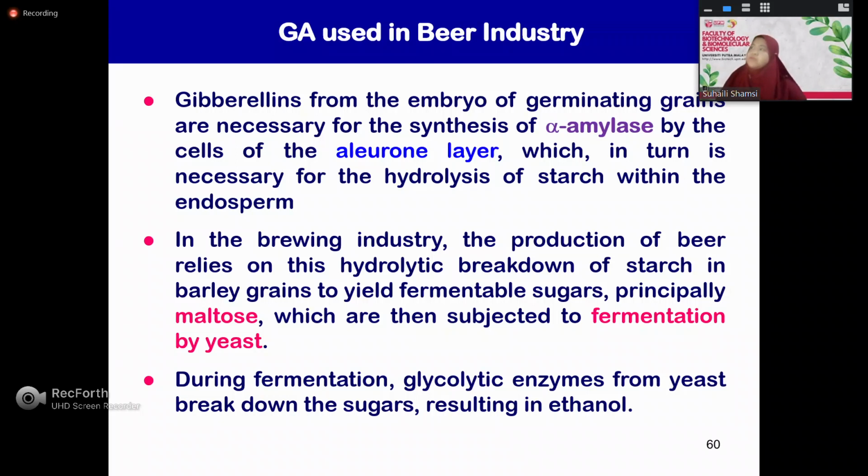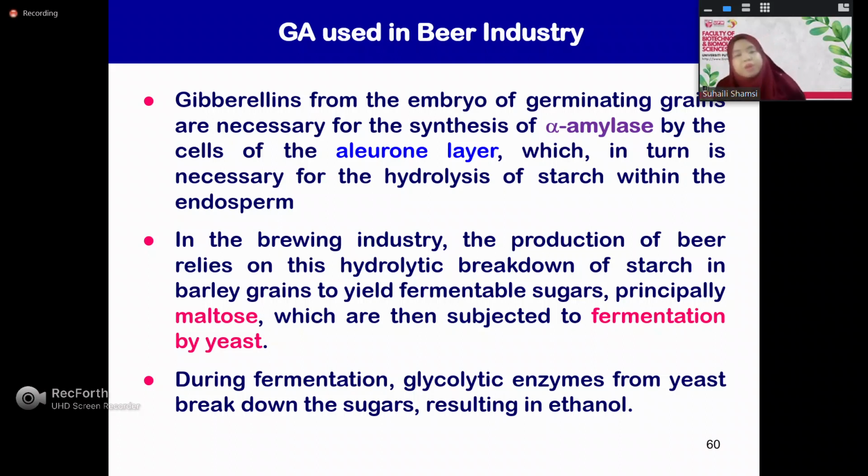So gibberellic acid can be used in the beer industry. There is no way I'm supporting the beer industry, but it's just for knowledge's sake, all right? So GA is used in the beer industry in that it basically breaks dormancy, and it is used in grains such as barley, all right, in the aleurone layer.